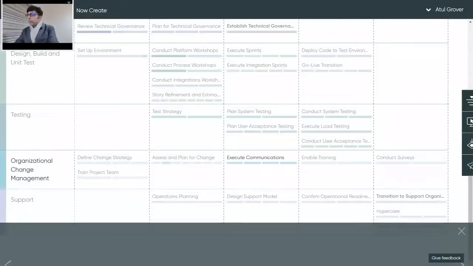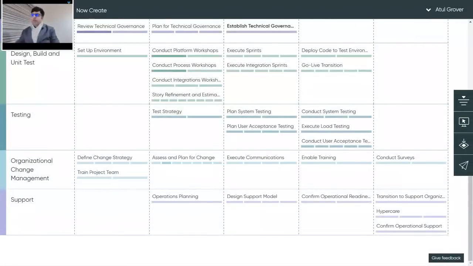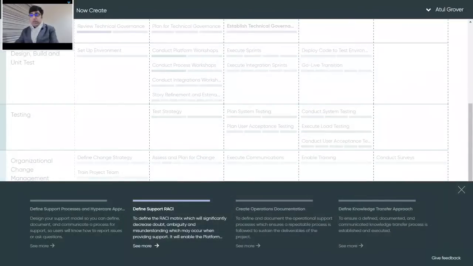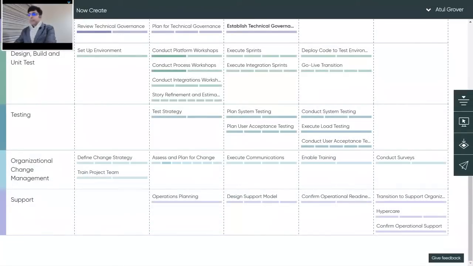So these are the few things which you can pick up and relate here, and let me see if I can add something here as well. You can define the RASCI model definitely, and the operational documents we see, and the transfer approach we can define here.